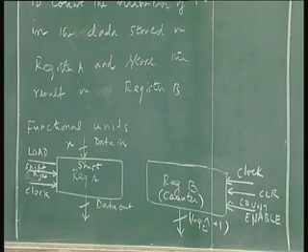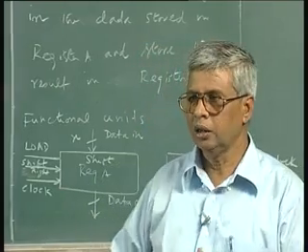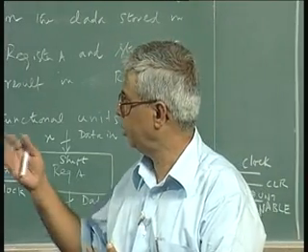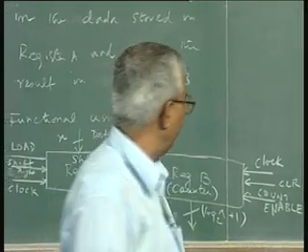Having decided this architecture of the functional blocks, we will go to the state graph of the control unit. It is a very simple state graph.